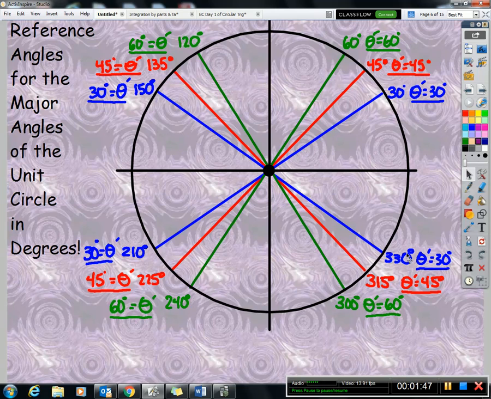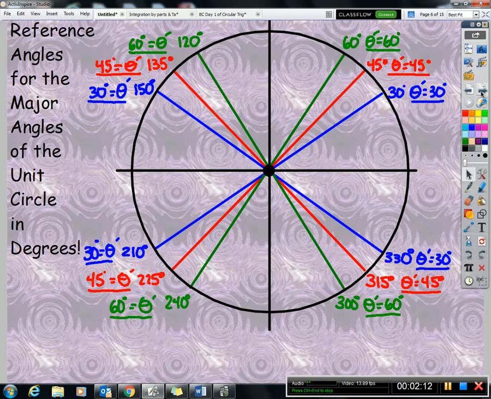And then the green angles are multiples of 60. That's 60, 120, 240, and 300 degrees. They're all 60 degrees from the x-axis, so their reference angles are 60 degrees. So each quadrant contains a major angle with a reference angle of 30, a reference angle of 45, and a reference angle of 60 degrees. That's going to help us go full circle.